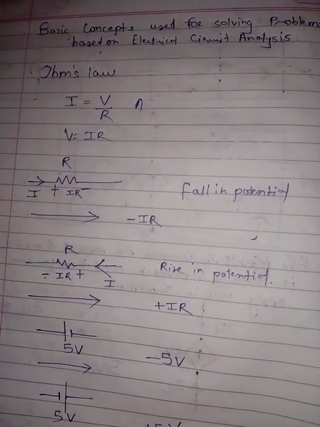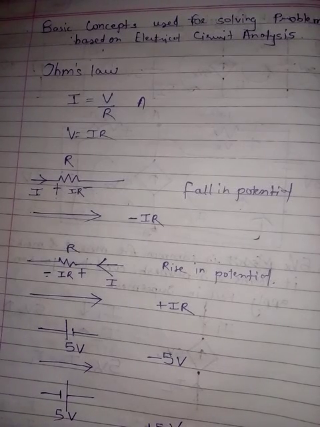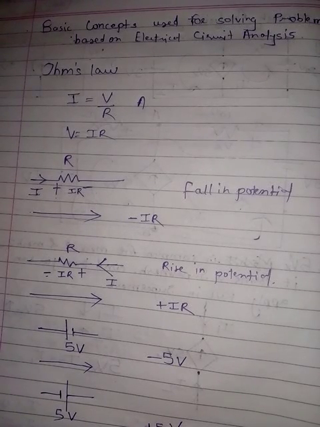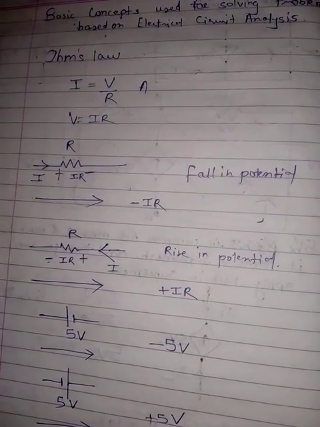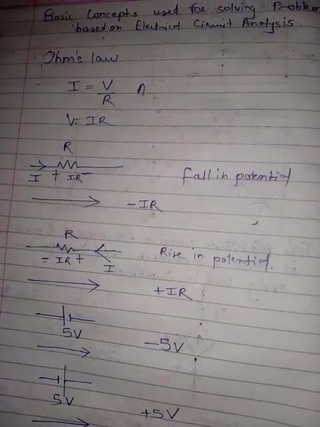So in this way we have discussed Ohm's law, how to assign polarities across the resistor depending on the direction of current, and how to write the equation of that voltage drop depending on the direction, that is rise in potential, fall in potential. So depending on that, we have to write plus IR, minus IR, plus 5 volt, minus 5 volt. Now we'll see KVL.